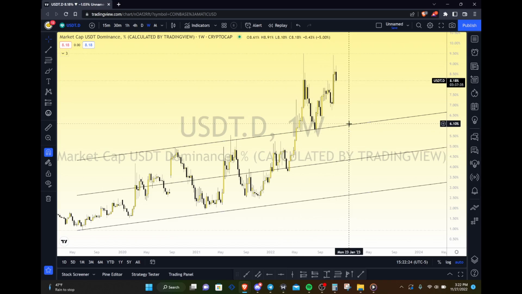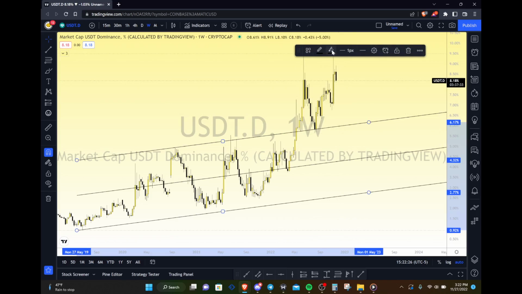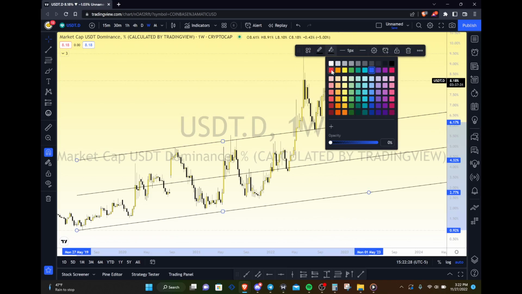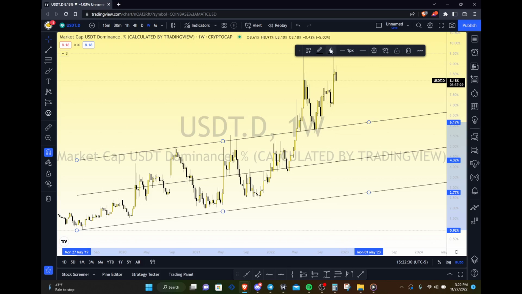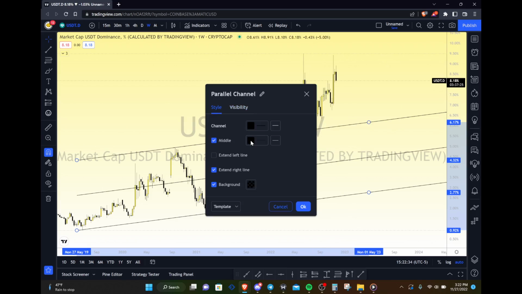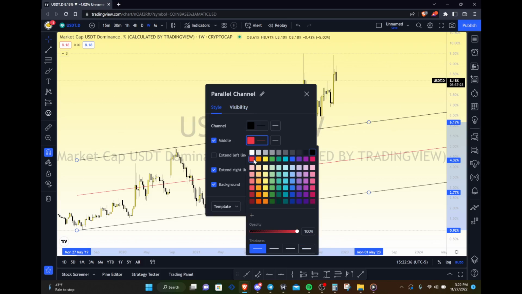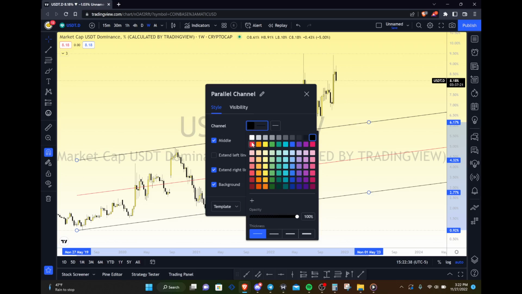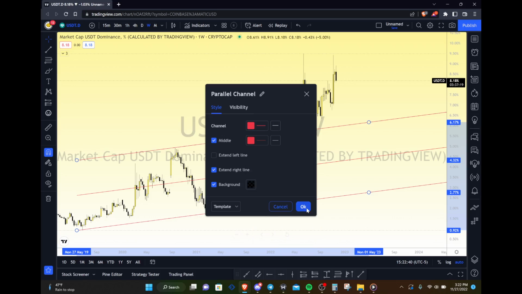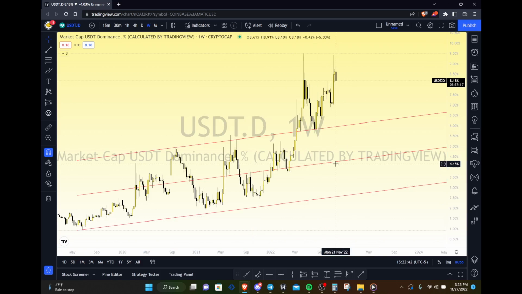So let's make this channel red just so we know it's off the monthly. So we'll keep the same energy that I have with the other charts. Actually, I don't know if this is doing it. Middle line will be red. There we go. Okay, and then the channel will be red as well. There we go. All right, so we'll keep this red so we know it's off the monthly time frame.